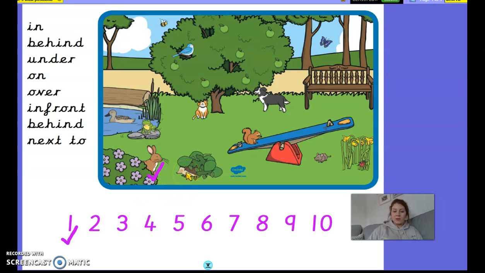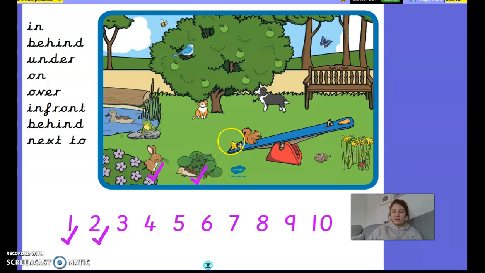Oh, there's a hedgehog here. Now, where is the hedgehog hiding? The hedgehog is under. So we've got our word there, under the pile of leaves. So we can tick that animal off. There we go. And I'm going to tick number 2 because we've got 1, 2 creatures. Let's have a look. Are there any more?